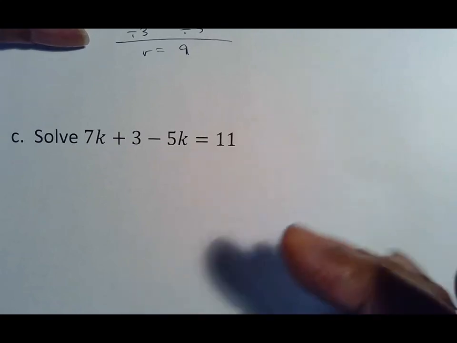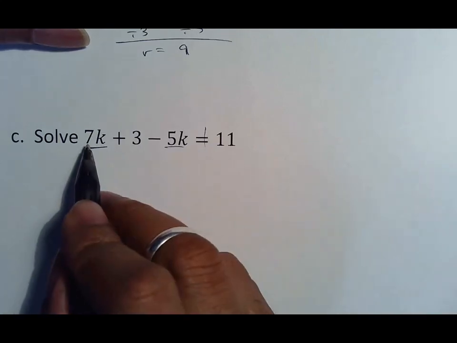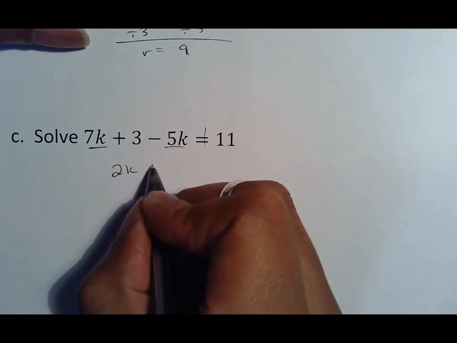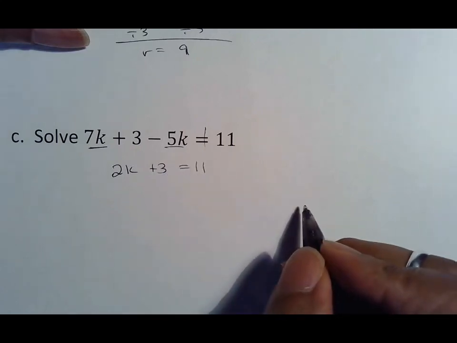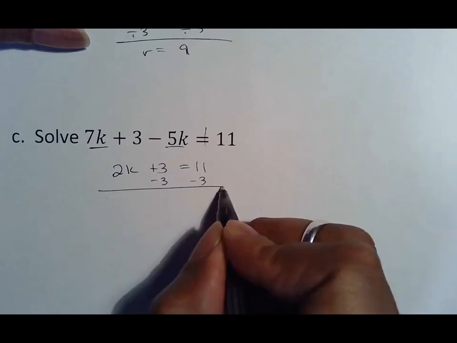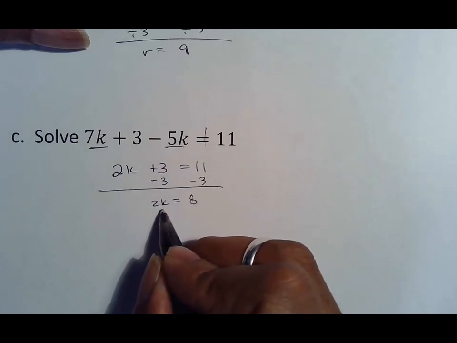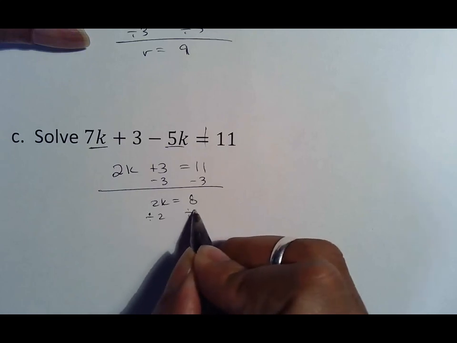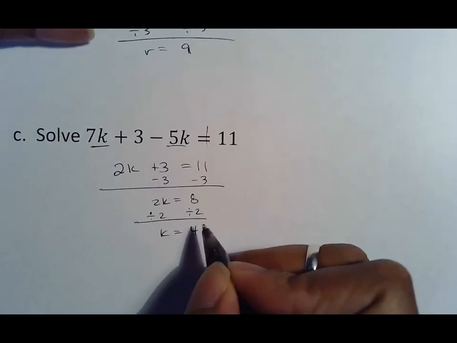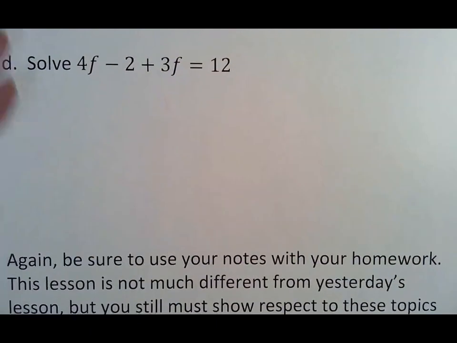C, solve 7k plus 3 minus 5k equals 11. Again, there's 3 things on one side, and this time the k's can go together. 7 minus 5 is 2k. Bring down your plus 3 and equals 11. This 3 needs to be subtracted. 11 minus 3 is 8. How do I move 2 when it's being attached by multiplication? Divide by 2, divide by 2, and k would equal 4. And that's it. So again, same type of problem as yesterday, except this time we put the variables together, not just the numbers.